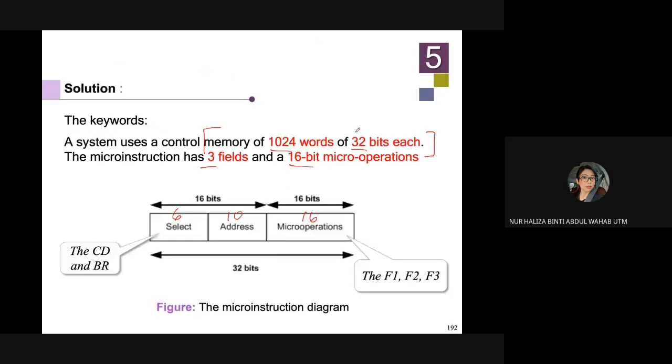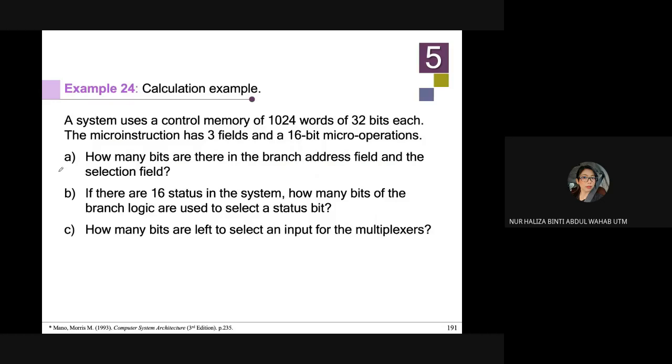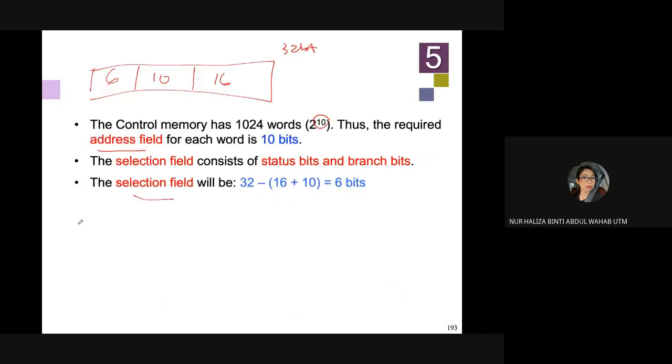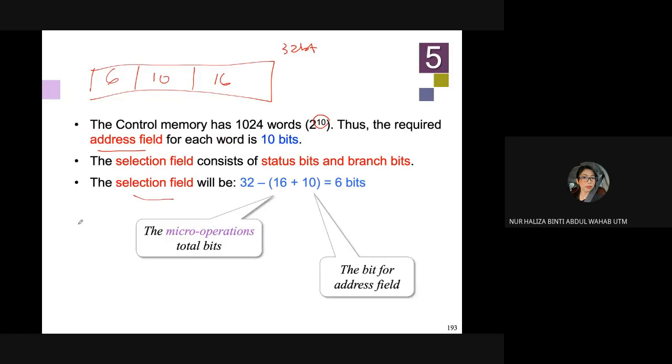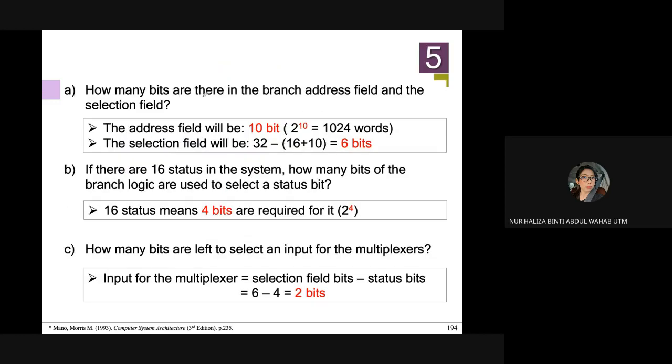And after that, you have several other tasks. Task A, task B, task C. How are you going to define it? Okay, this one is your micro operation, and this one your address, as I already showed you. How many bits are there in your branch address field? And the selection field, this one we also already answered.